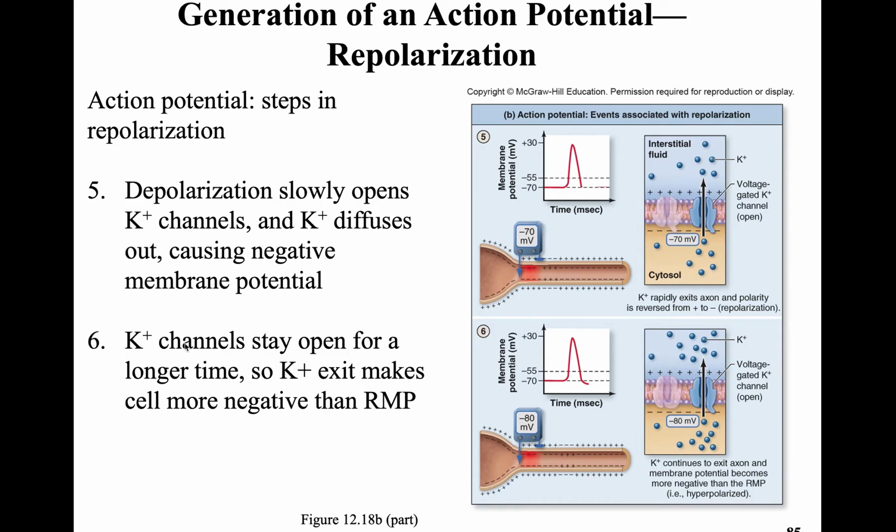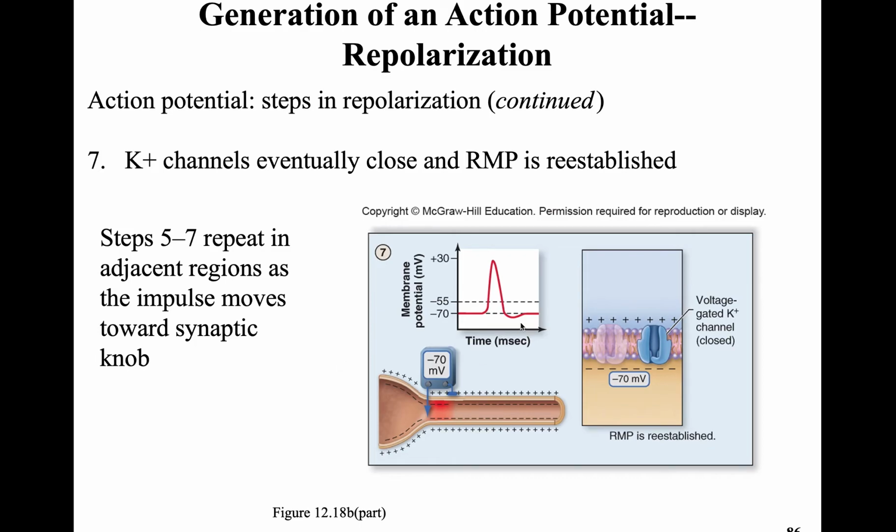Now the thing about potassium is that it stays open for a longer time. That's why it's sometimes called a leakage channel. So potassium will leak out. Now notice what happened. Because potassium stayed open, so much potassium left that we made the inside even more negative than it needs to be. It's even more negative than the resting membrane potential. That's a problem. We can't keep it that way. So in the next slide, we're going to see that eventually it comes back to rest here.